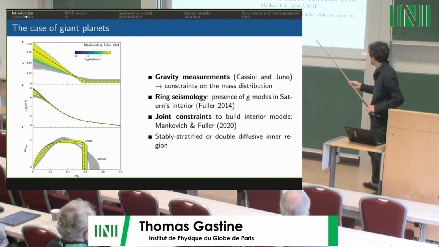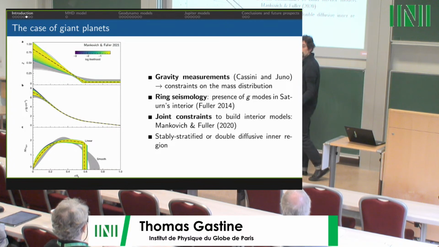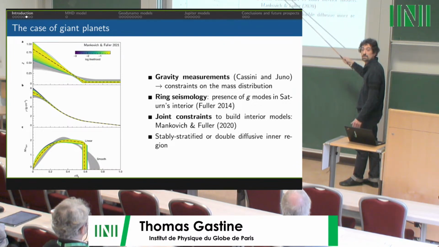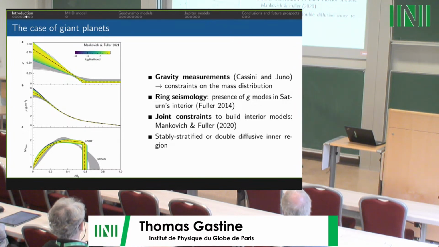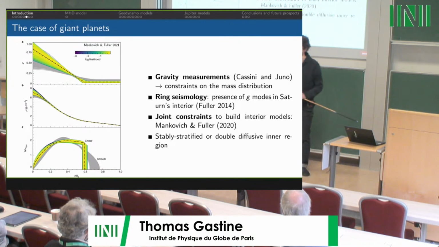And so what has been done by Mankovich and Fuller very recently, in 2020, is to conduct an array of internal structure models and find the best-fit scenario that fits both the gravity and the seismic constraints. And that's what's displayed here on the left. You have metallicity as a function of the normalized radius inside Saturn, density, and then maybe more interesting for us today, the normalized Brunt-Väisälä frequency. And you see here in this yellow area the favored models that show a positive Brunt-Väisälä frequency over the innermost 60% of Saturn. So it could mean that most of Saturn's interior could be stably stratified.